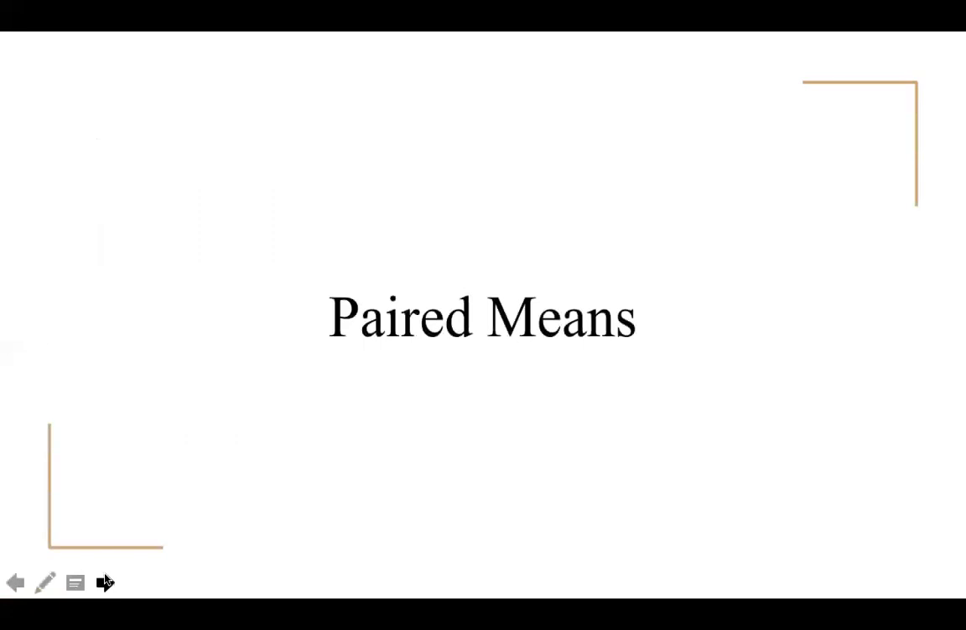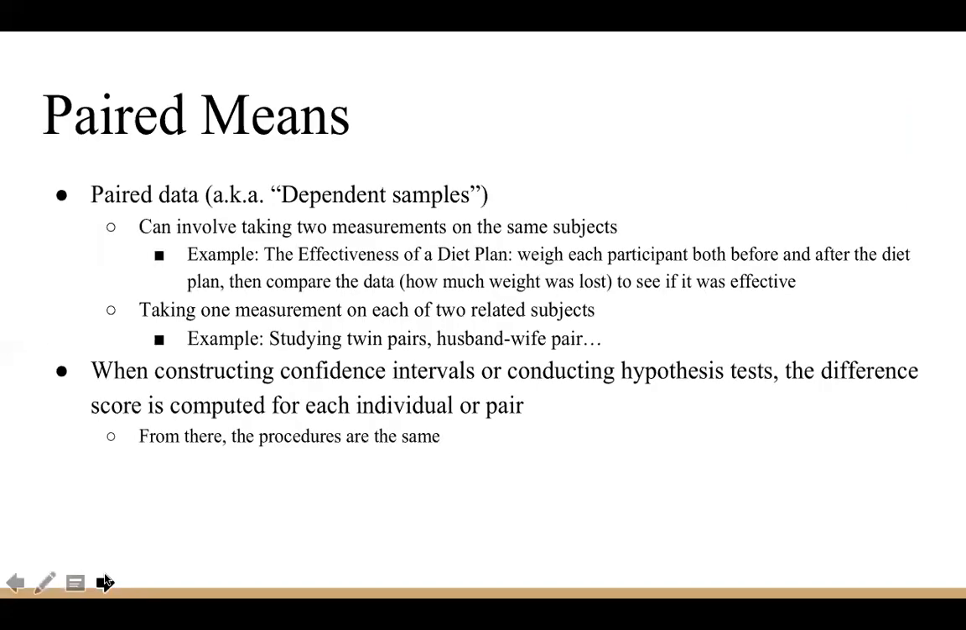Okay, so this is the last section in lesson 8 that we're going to go over. So paired data is dependent samples. It can either involve taking 2 measurements on the same subjects or taking 1 measurement on each of 2 related subjects. So the first way, you can weigh 1 participant both before and after something, such as the effectiveness of a diet plan. So you can weigh them before and after the diet plan, and then compare the data, see how much was lost to see if it was effective.